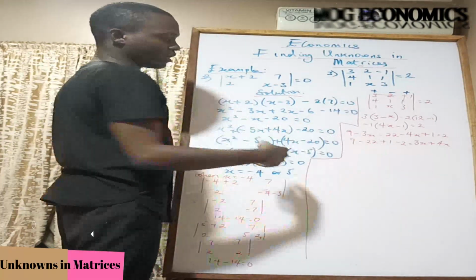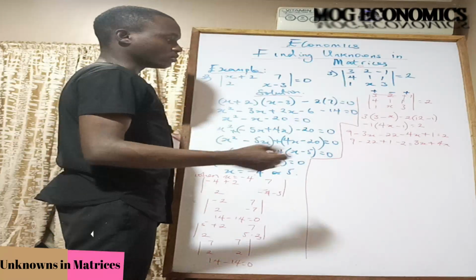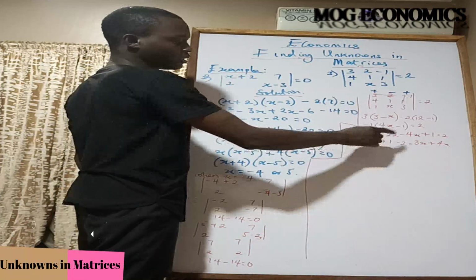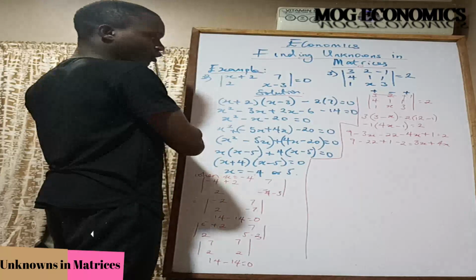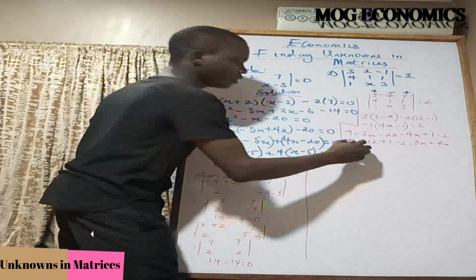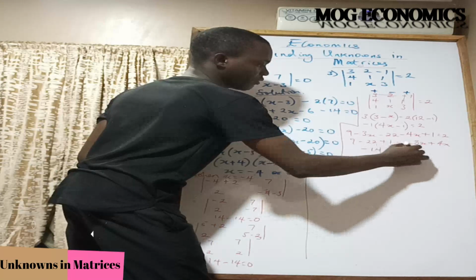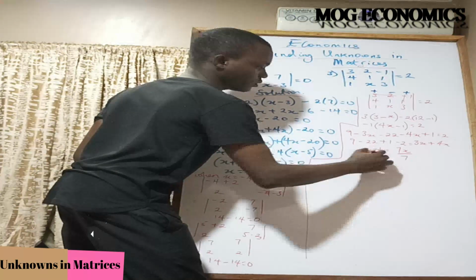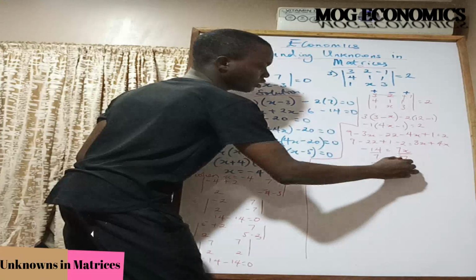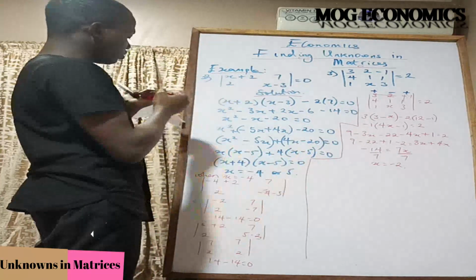9 minus 22 is minus 13. Yeah, minus 13. So minus 13 plus 1 is minus 12. Minus 12 minus 2 is minus 14. Minus 14 equals 7x. Divide both sides by 7, and x equals minus 2. So it's not difficult. So x is just minus 2 there.